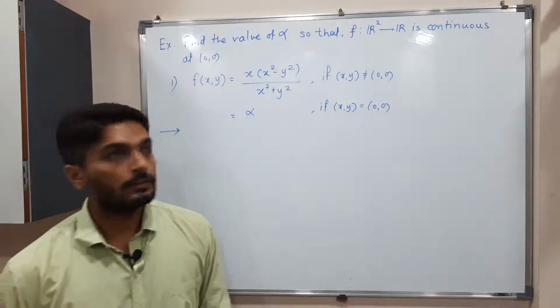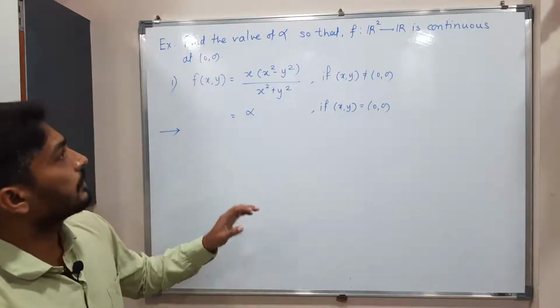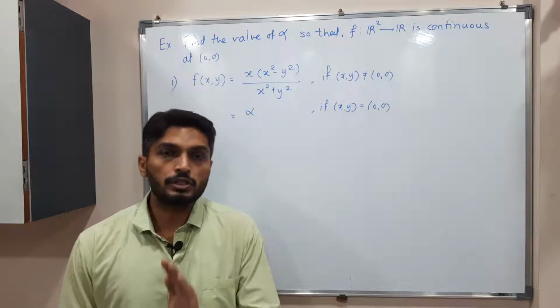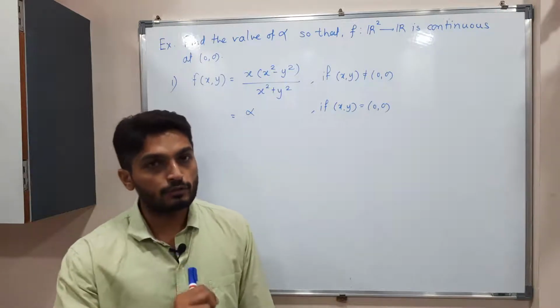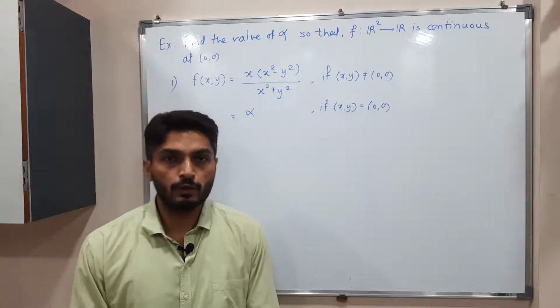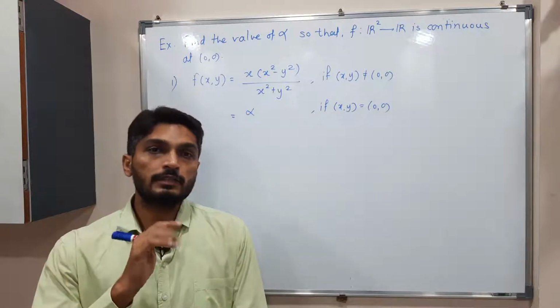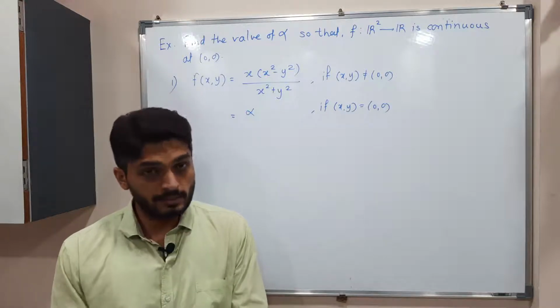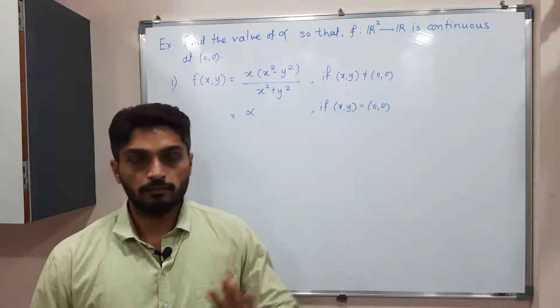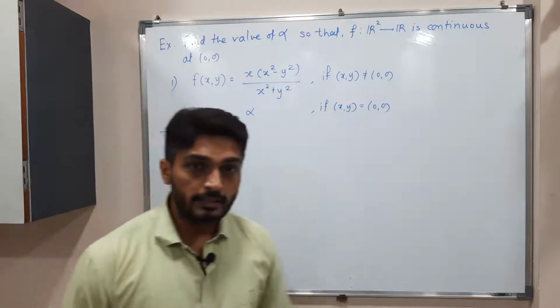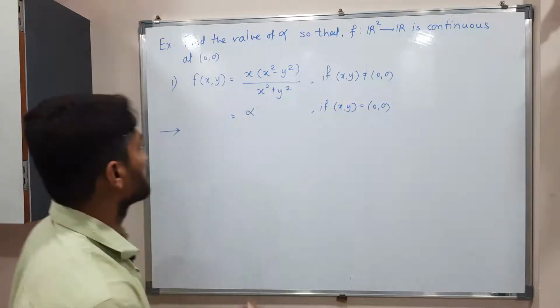Let us solve this example. In this example, it is already given that the function is continuous. You remember the definition of continuity, na? In the last video we have already seen. So the given is that the function is continuous, and our task is to find the value of alpha. Let us write the given things first and then we'll go further.